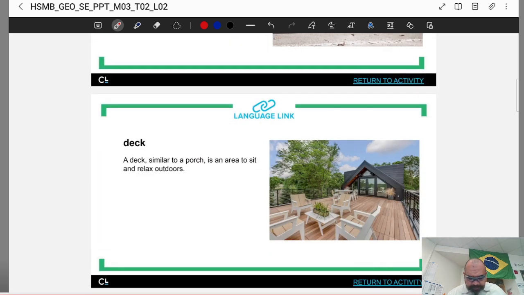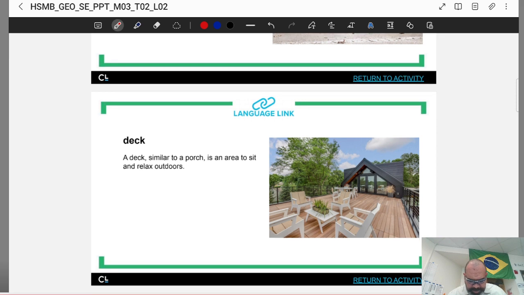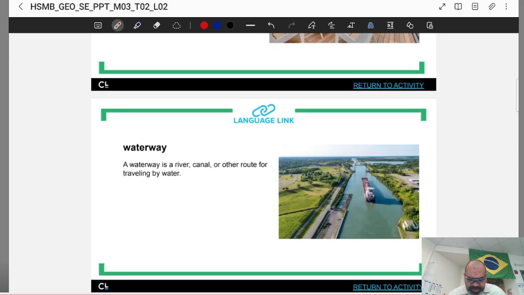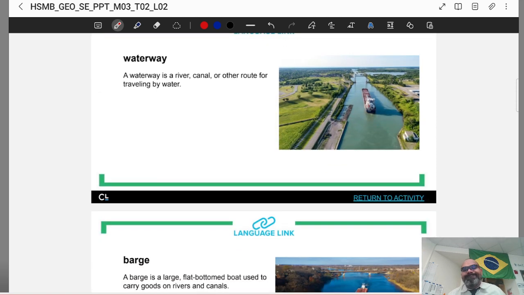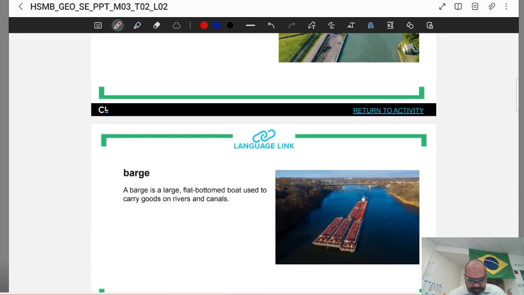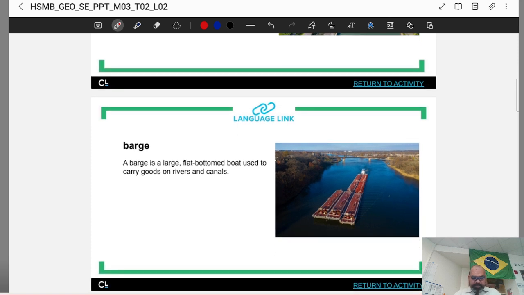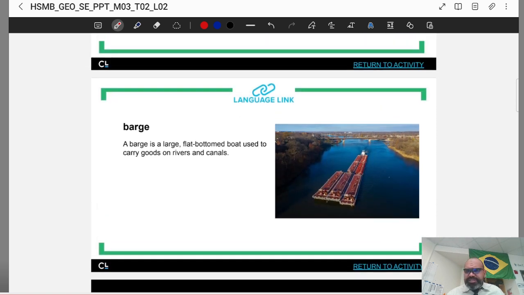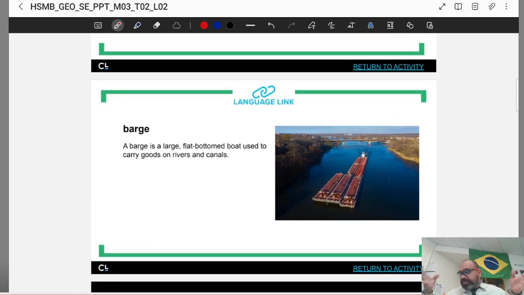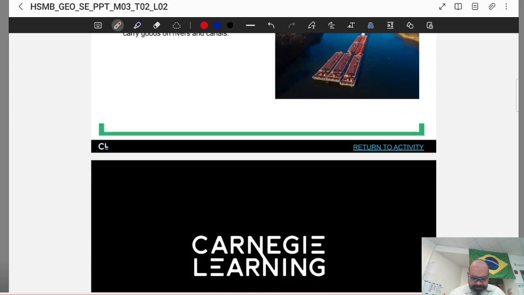Deck. A deck, similar to a porch, is an area to sit and relax outdoors. And a waterway is a river, canal, or other route for traveling by water. And a barge. A barge is a large, flat boat used to carry goods on rivers and canals. Probably you have seen a barge before. In Portuguese this one is barca. It's a cognate also.